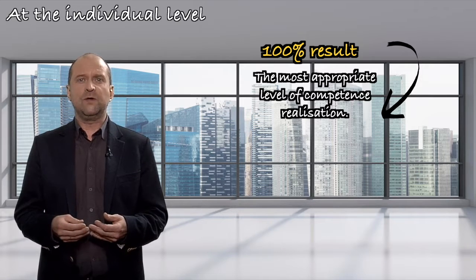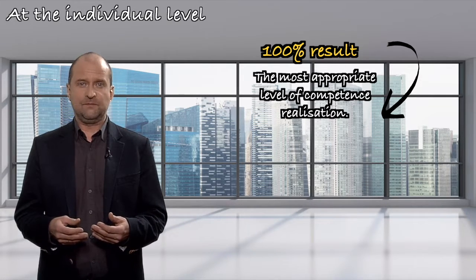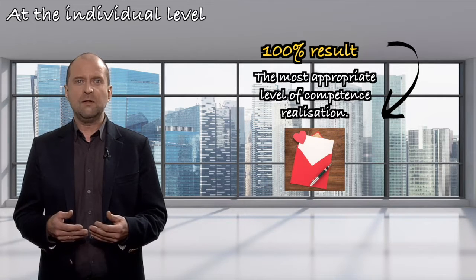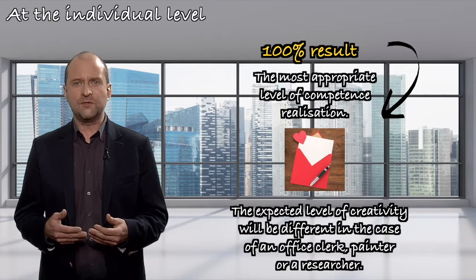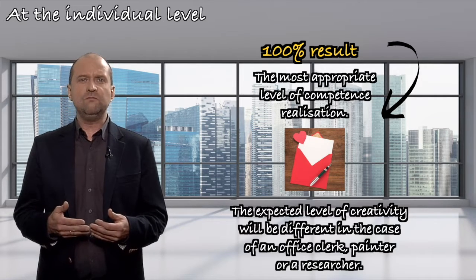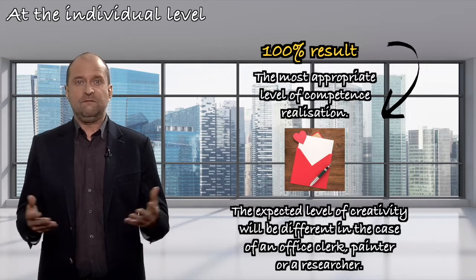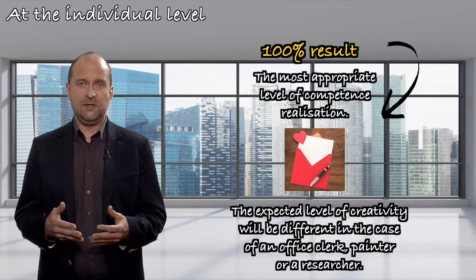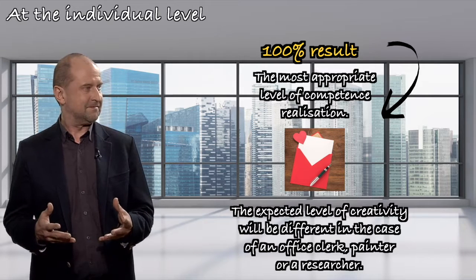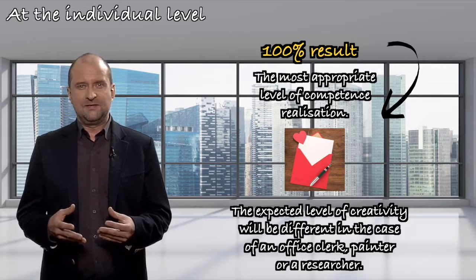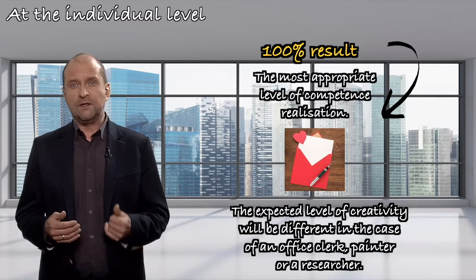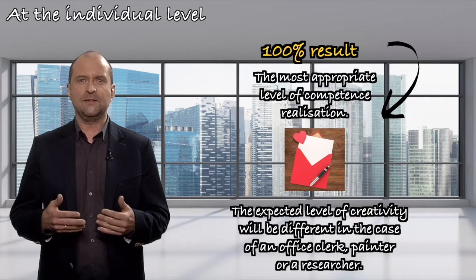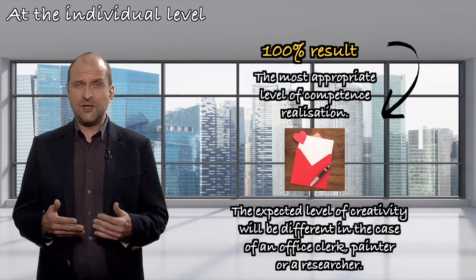Let's take the creativity competence as an example. In certain types of activity, too much creative behavior may be an obstacle in accomplishing tasks. For example, too much creativity in an office where there are certain operating procedures may lead to legal issues. Let's repeat. The 100% result in a particular competence means an expected and appropriate level, but not objectively the highest.